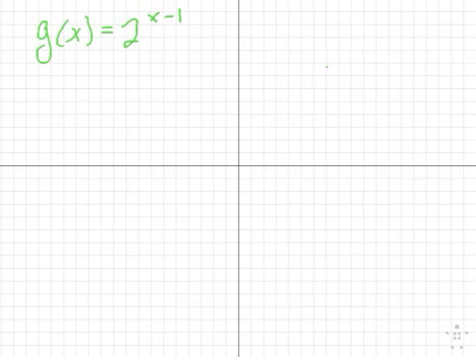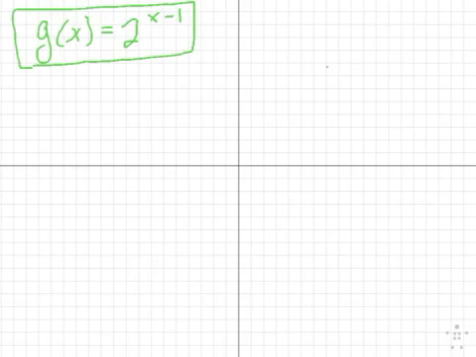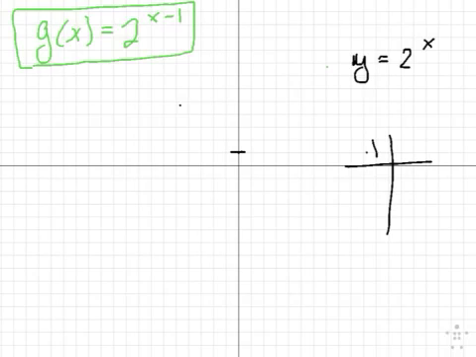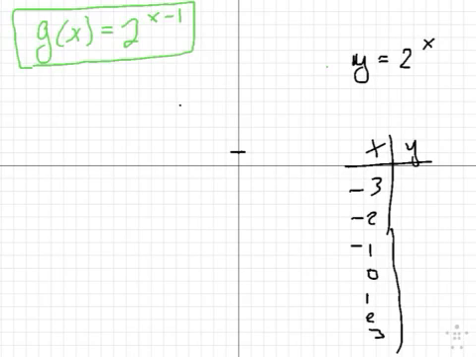This asks us to graph this exponential function g of x equals 2 to the x minus 1. So what you have to do, they want you to use transformations. They want you to remember the base graph, and so your base graph always goes through, here's your base, y equals 2 to the x. And if you remember that, if you make your little xy chart, let's go -3, -2, -1, 0, 1, 2, 3. Let's start with 0.